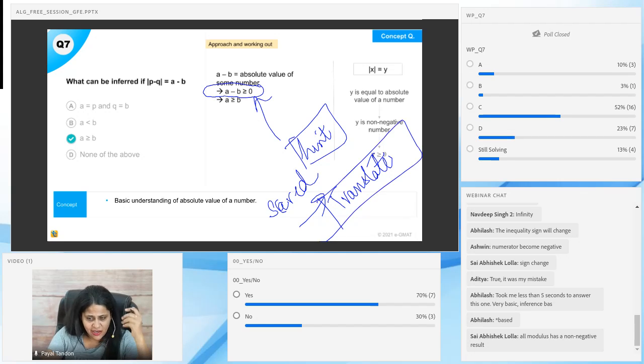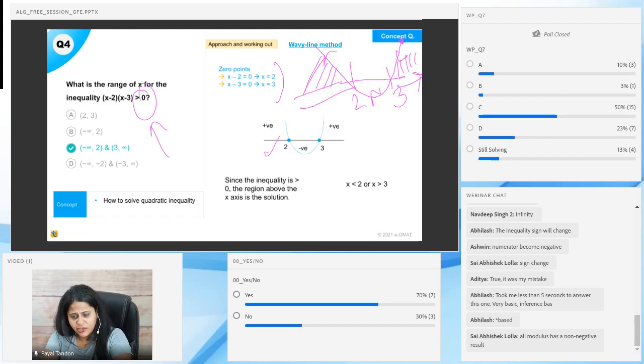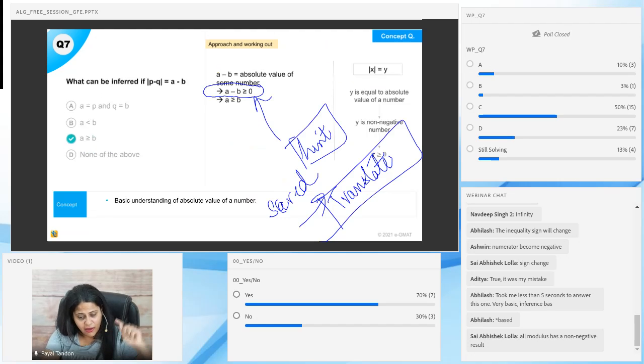How are we translating here? A minus b is an absolute value of some number. Translate that. Remember, we did a similar kind of translation in the previous question also over here: product of two numbers is greater than zero. You see how we are doing such translations, and by doing that we are able to retrieve the appropriate concepts. That's something you have to get in the habit of doing.